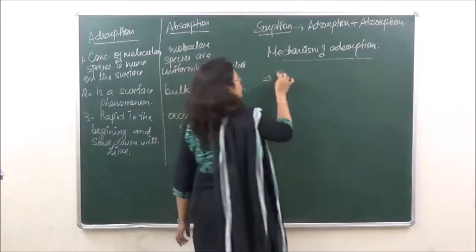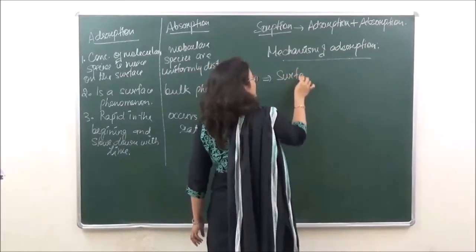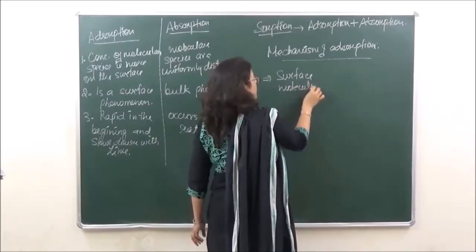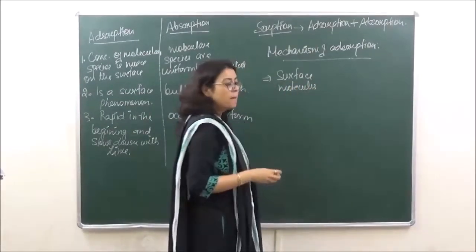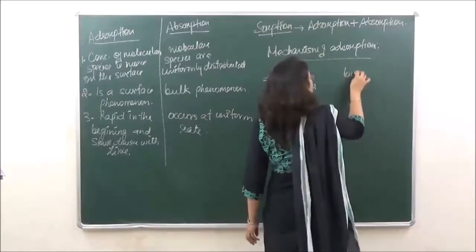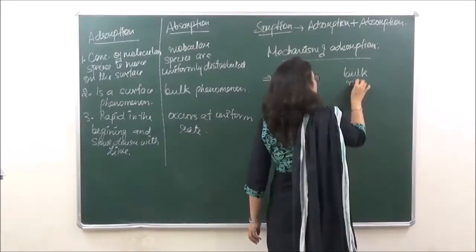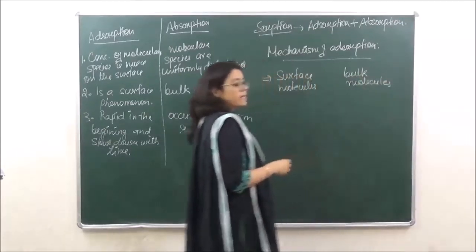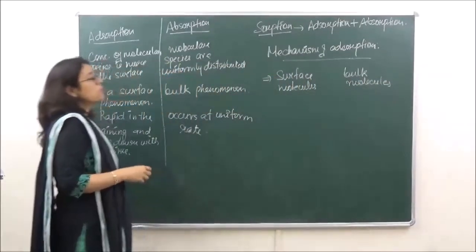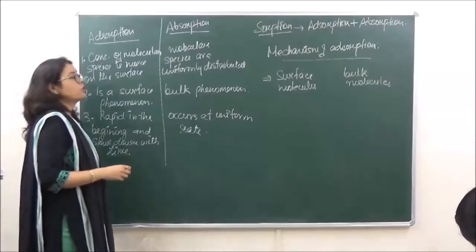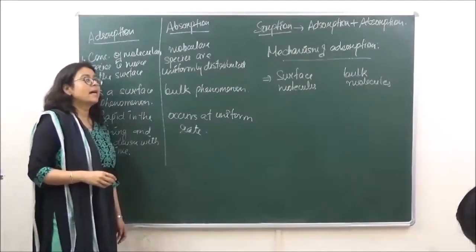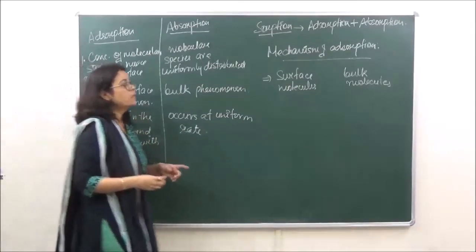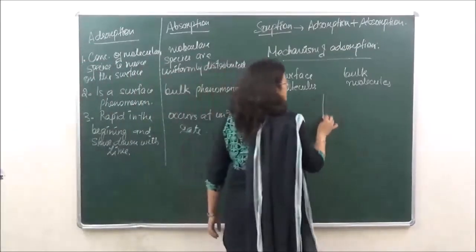One is the surface molecules and the other ones are the bulk molecules. So both these surface molecules and bulk molecules are in a different state. Why? Because the bulk molecules will be attracted by the other molecules surrounding them with the same force.